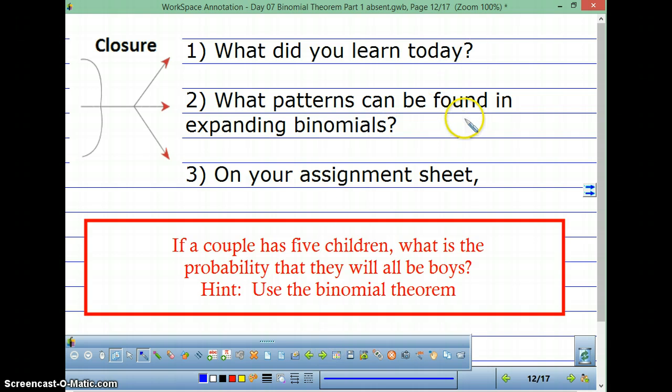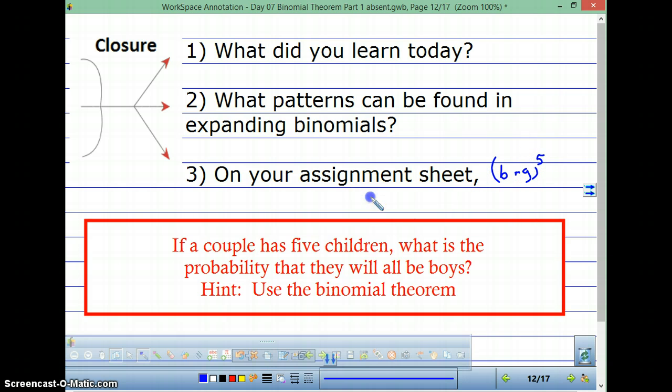All right, closure. If a couple has 5 children, what is the probability that they will all be boys? Okay, let's think of it this way. Actually, instead of using the binomial theorem, you could just use Pascal's triangle. If you are taking something to the 5th power, b plus g to the 5th power, you use the 6th line of Pascal's triangle, which is 1, 5, 10, 10, 5, 1.